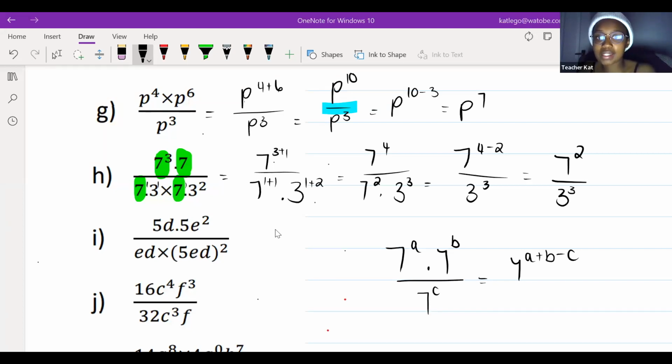I see a hand. Yes, Princess. Hello, ma'am. I wanted to ask, so you're saying 7 to the power of A plus B minus C, will that be the final answer? Yes. Unless they tell you what A, B and C are, you can't simplify. If they tell you that A is 2 and B is 4 and C is something, then you can substitute. But if you don't know what the value is, you're just going to leave it as 7 to the power of A plus B minus C. Thank you, ma'am. You're welcome. That was a good question, Ayanda. Your teachers might try and trick you with that one.